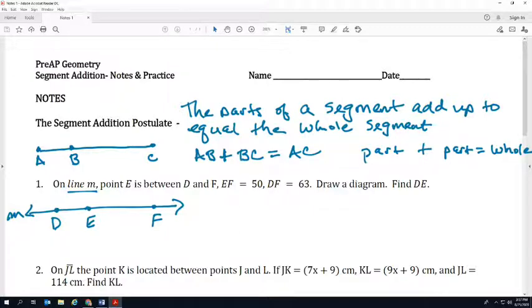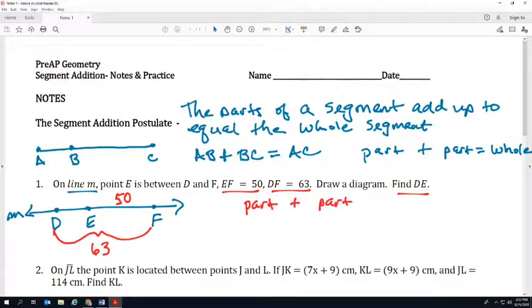All right, and then I'm going to label it with what they tell me everything equals. So they tell me EF is 50, so I'm going to label this with 50. They tell me DF is 63, so this whole length here is 63, and they want us to find DE. So the equation I'm going to set up, I know the parts, I'm going to write that out. The part plus the part is going to equal the whole. So you've got the part DE plus the part EF.